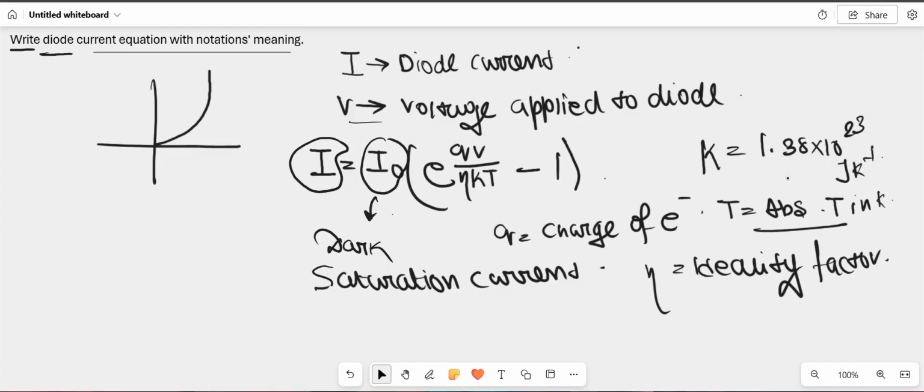One thing we need to notice is that this diode current equation specifically focuses on two critical parameters. One is I naught, which is the dark saturation current, and another is eta, which is the ideality factor. Now, what is the dark saturation current? This dark saturation current indicates the leakage current density flowing through the diode in the absence of light. Hence, it is known as dark saturation current.